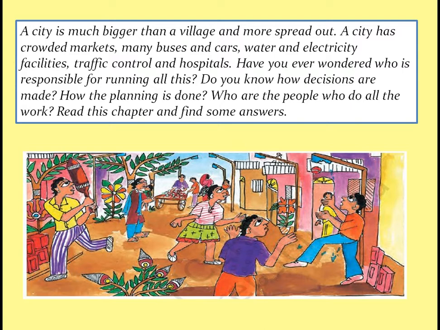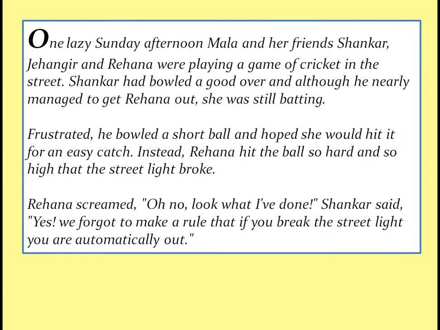Do you know how the decisions are made? How the planning is done? Who are the people who do all the work? Read the chapter and find out some answers. So by this photograph, next we are seeing the children playing street cricket and the street light is broken. The picture is clearly understood by you.